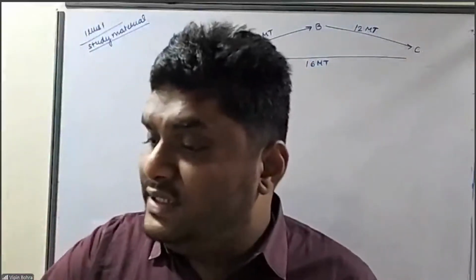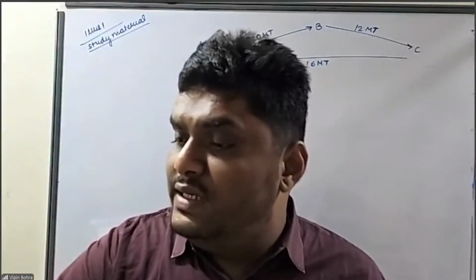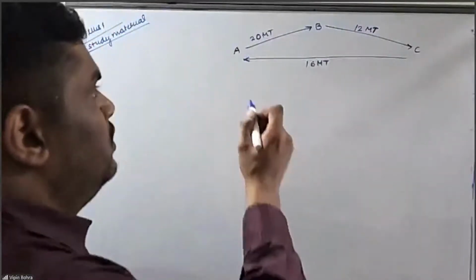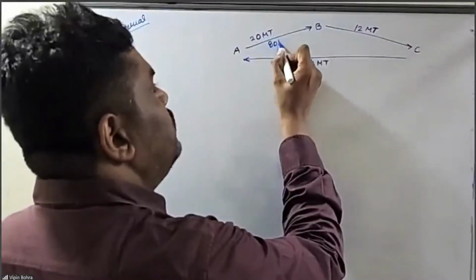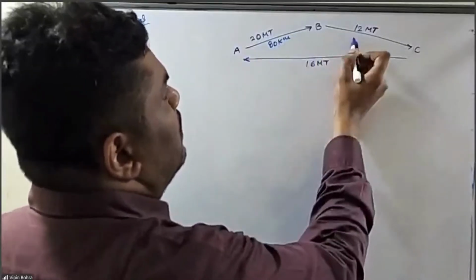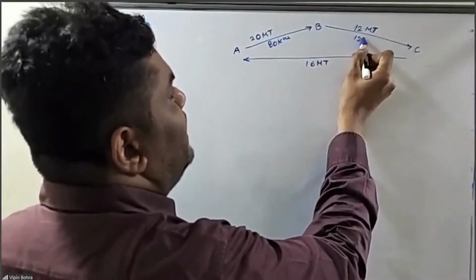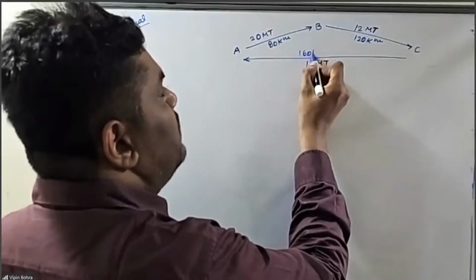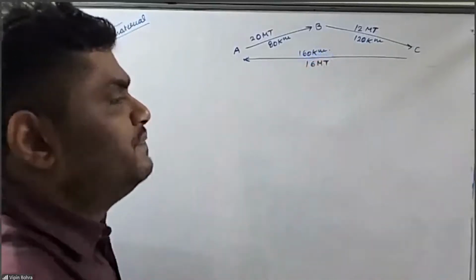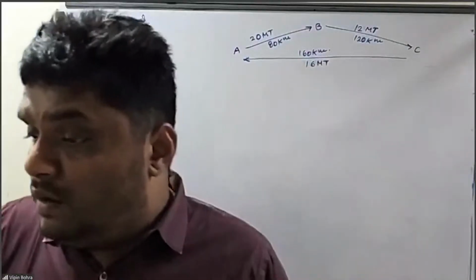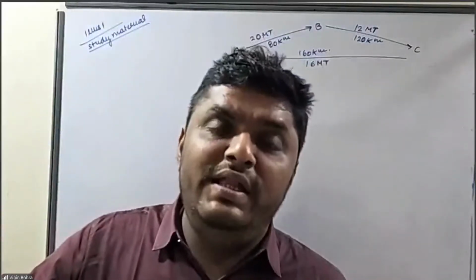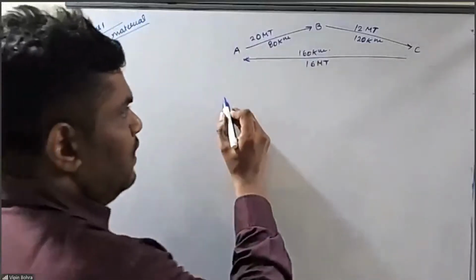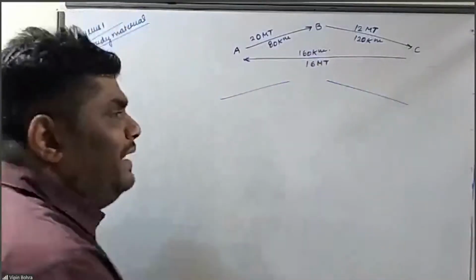When talking about the distance between A to B, B to C, and C to A, it is 80, 120, and 160 kilometers. So 80 kilometers from A to B, 120 kilometers from B to C, and 160 kilometers from C to A. So we have prepared the question in diagrammatic way. Now we have to calculate metric ton kilometer.